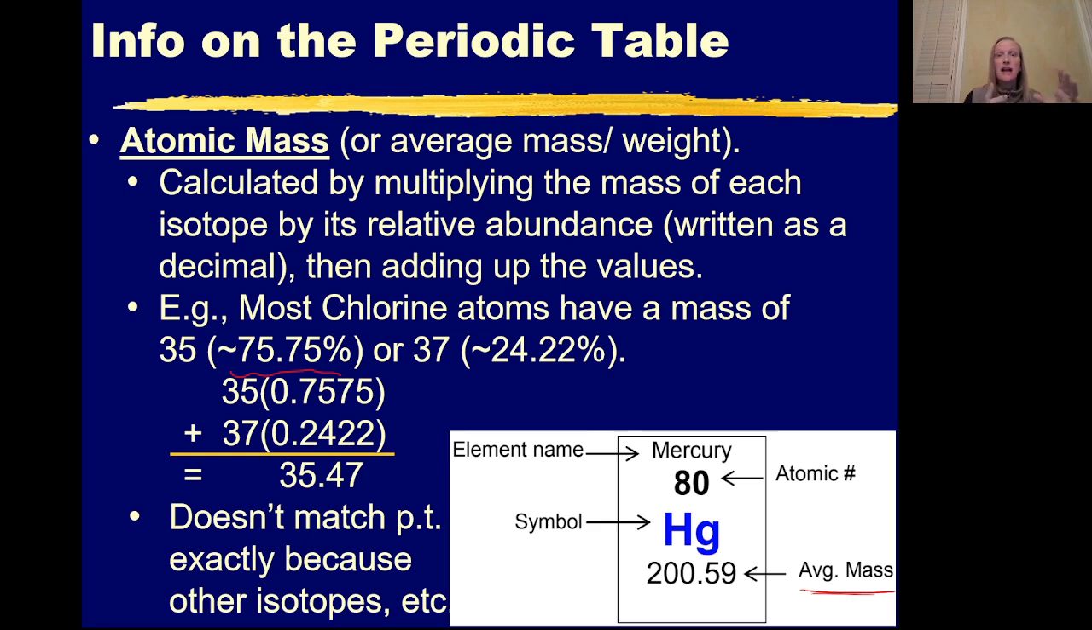It doesn't match exactly just because there are other isotopes besides the 35 and the 37, and also because the mass isn't exactly 35 and exactly 37. But that's the general principle of how to do a weighted average that takes the percentages into account.